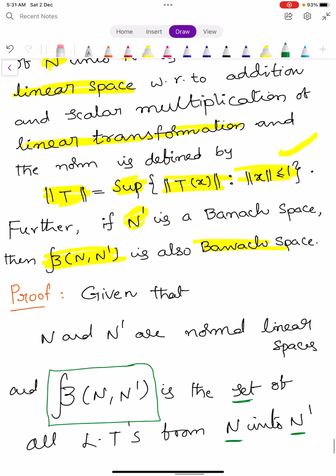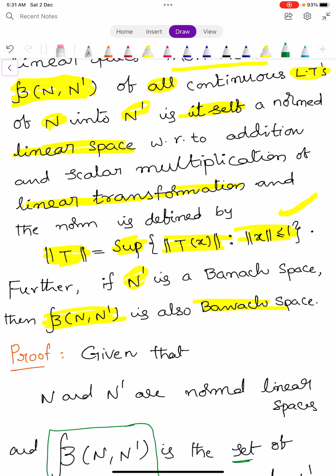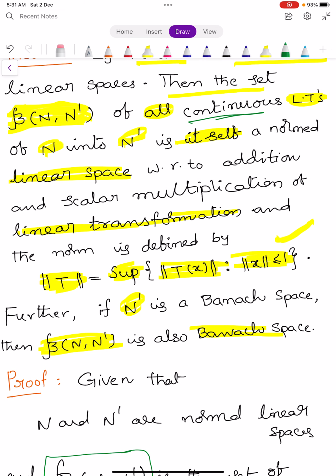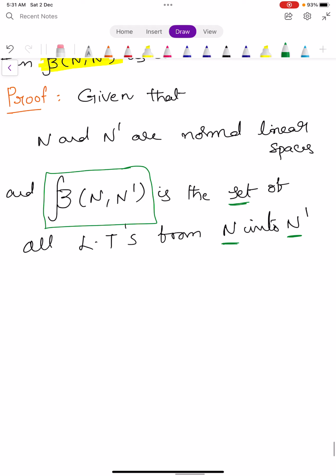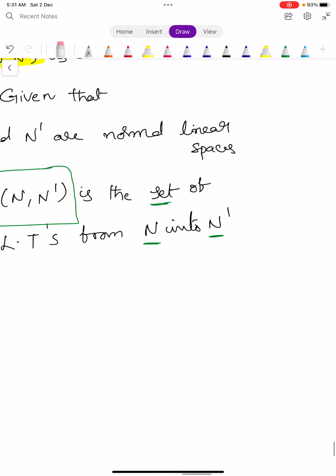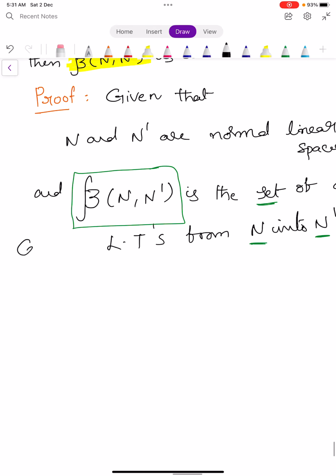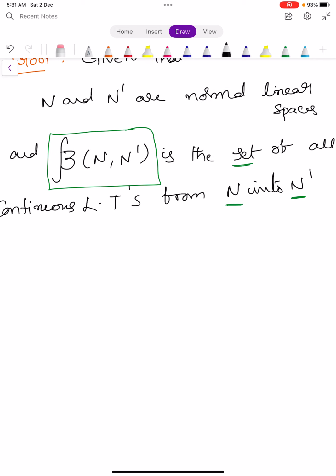So here these are all continuous linear transformations. In the statement, we have all the linear transformations which are continuous, the set of all continuous linear transformations. We add one more property. Please remember, script B of N comma N dash is the set of all continuous linear transformations from N into N dash. Further, we know that there is a standard result in the linear spaces.